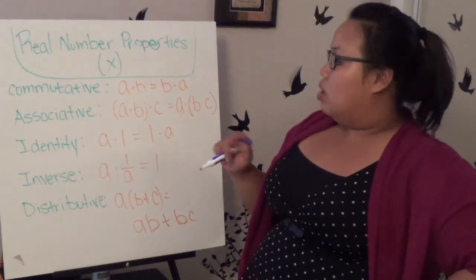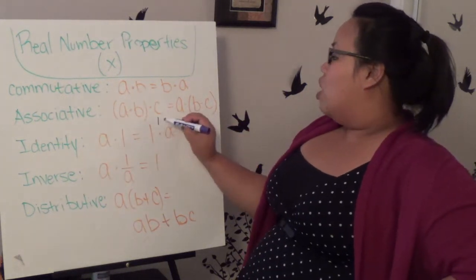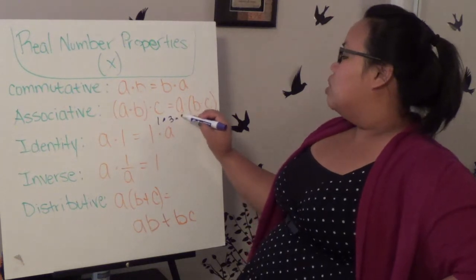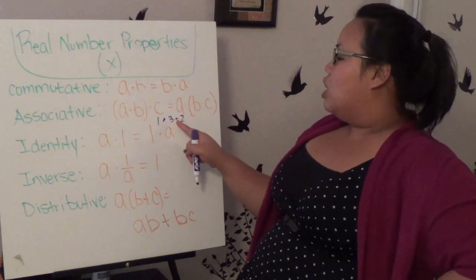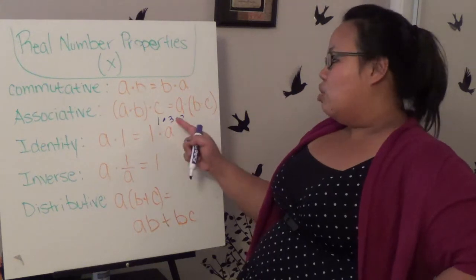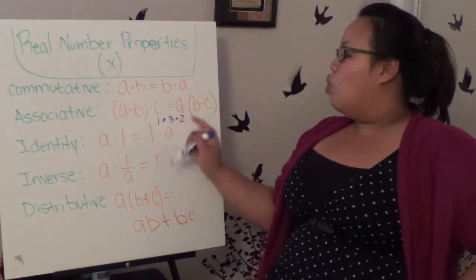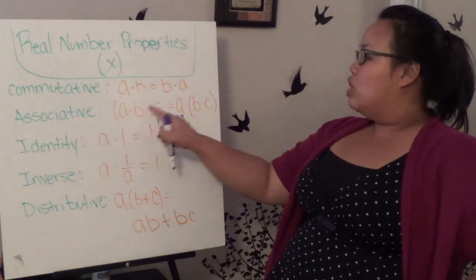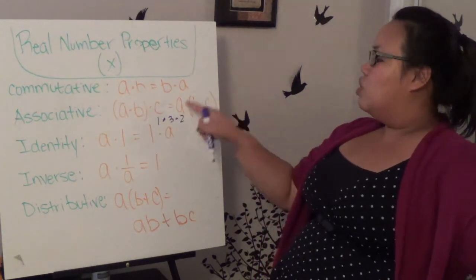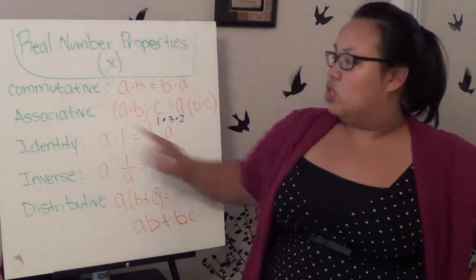Associative is also similar. It doesn't matter if I multiply 1 times 3 times 2. 1 times 3 is 3, times 2 is 6, or I can do 3 times 2 is 6, times 1 is still 6. So it doesn't matter which order I do first. Should I do these two first and then multiply this last, or should I multiply this first? That's the term of the associative.